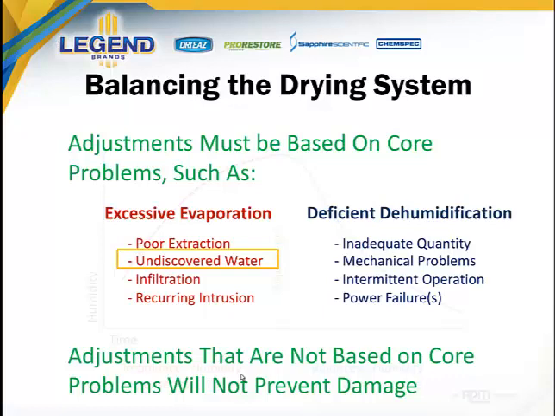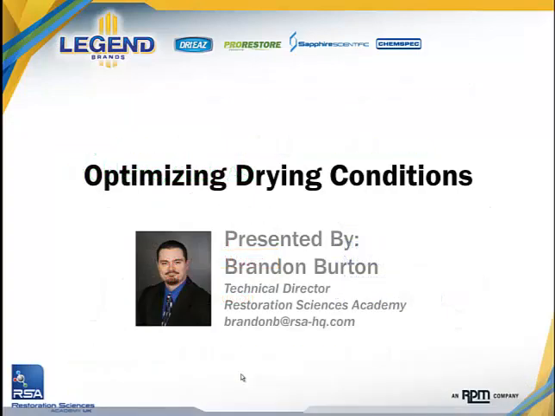Just as a recap on this discussion, if the issue is, for example, undiscovered water within the environment, adding dehumidification into the environment is simply going to mask the symptom of that problem. It's not going to address the true core underlying problem. Only discovering that moisture, extracting that moisture, including that in the scope that I'm putting onto the project, and then ultimately sizing humidity control to now include that scope is going to give me the appropriate solution to restore the environment, eliminate potential damages, dry the structure in a rapid period of time, and deliver at the end of the day the quality product for my customer that we're trying to target. So this is optimizing drying conditions.